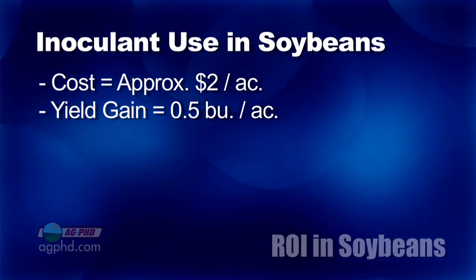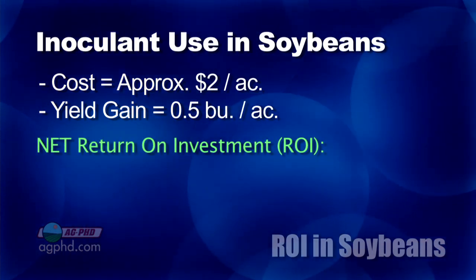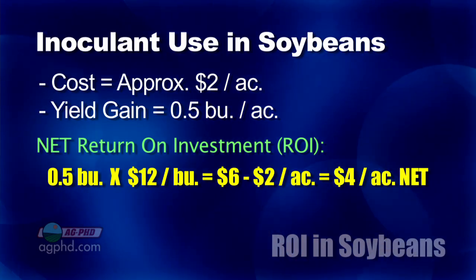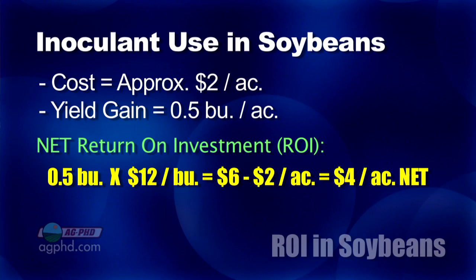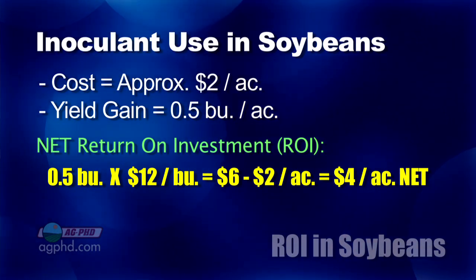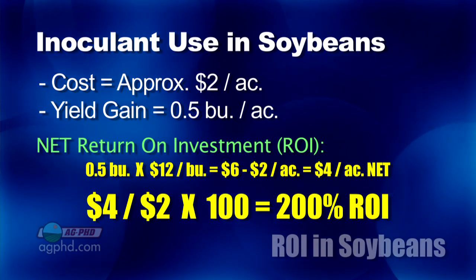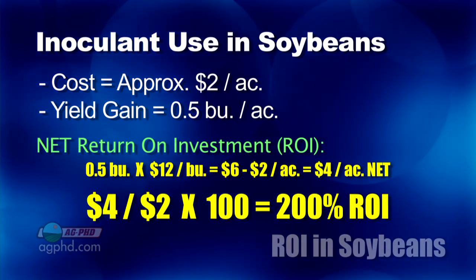But I want you to take a look at this. Okay, if I look at the net return on investment, if I'm going to gain a half a bushel, if I have $12 beans, that's $6 an acre I'm going to gain from a $2 investment. So on a net basis, that's $4 an acre that I gain. If I divide the $4 by the $2 I invested, multiply times 100, that's 200% return on investment.